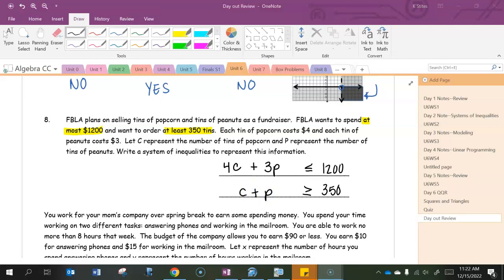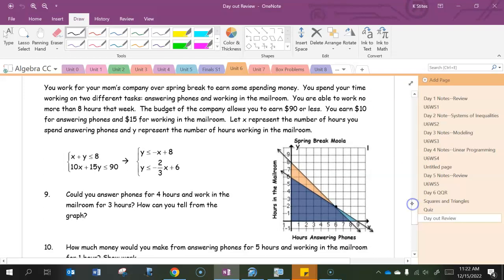All right, so our last problem today is one of our linear programming problems, which we will continue more with next week. So you work for your mom's company over spring break to earn some spending money. You spend your time working on 2 different tasks, answering phones and working in the mailroom. You are able to work no more than 8 hours that week. The budget of the company allows you to earn $90 or less. You earn $10 for answering phones, and you earn $15 for working in the mailroom.